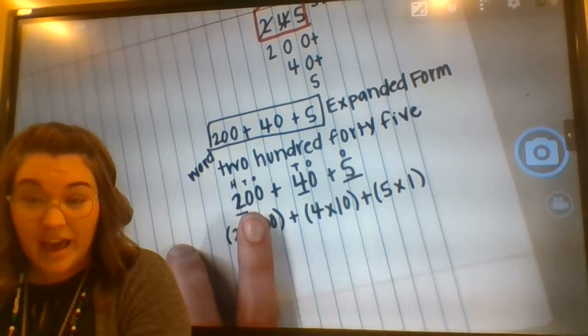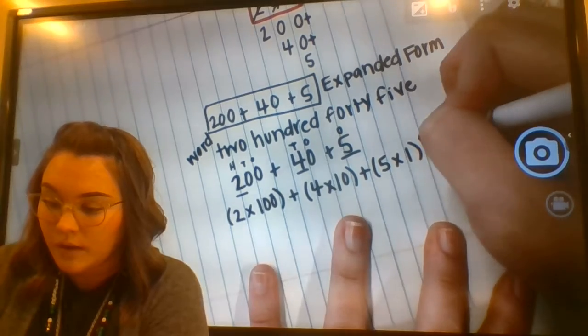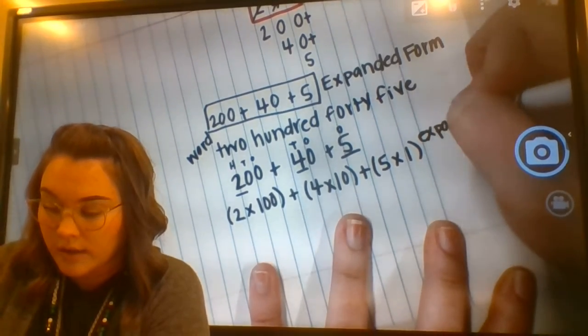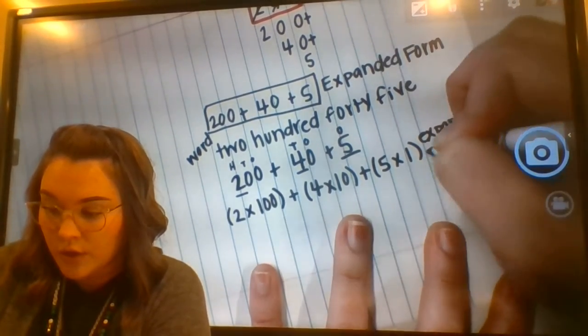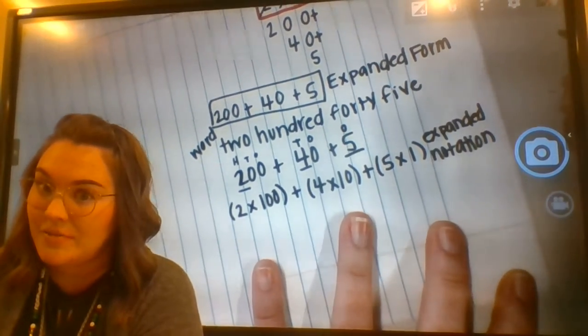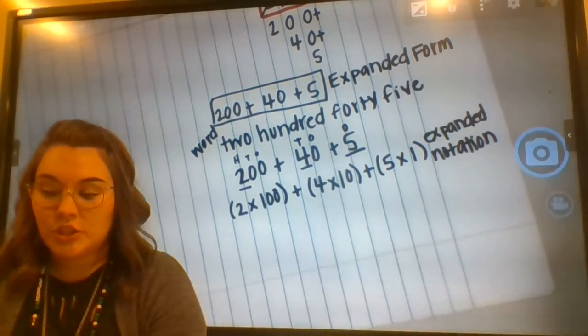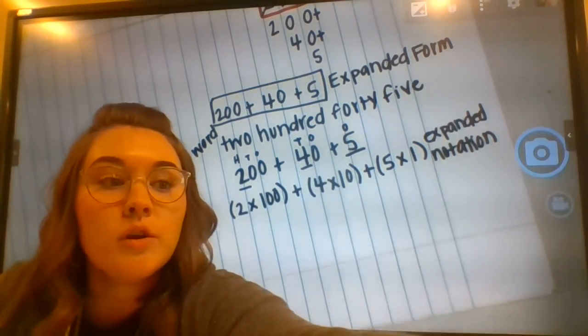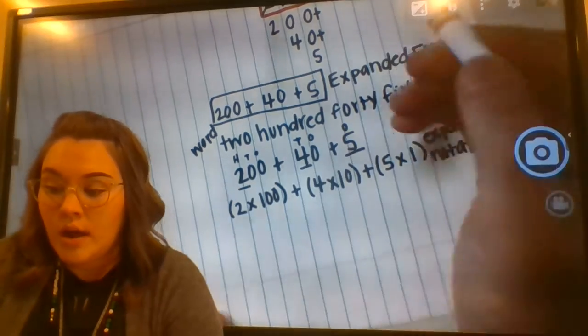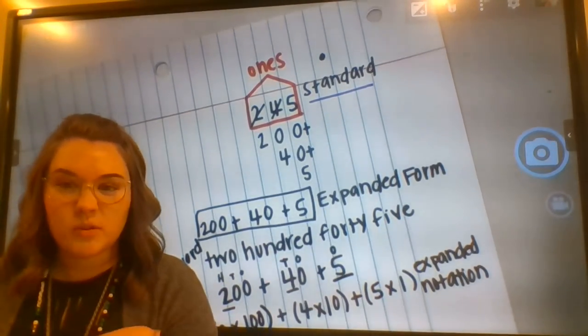And now I have expanded notation. Ooh, fancy, right? That's fancy sounding. That is expanded notation. So we have 4 different ways that we can see numbers now. Standard, that's just a regular way that we see it. Regular way we normally see numbers.